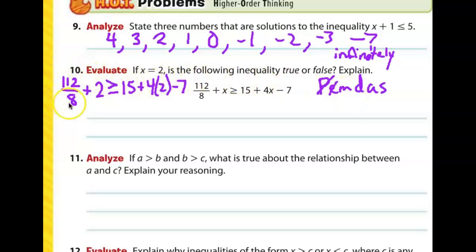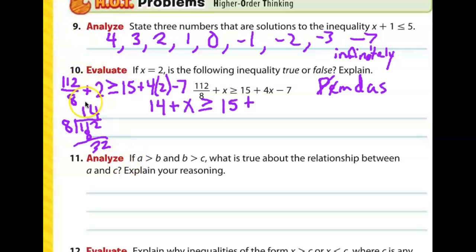So the very first thing that we're going to encounter is 112 divided by 8. I think I said 111, apologize. So let's go ahead and write that out. 112 divided by 8. Go ahead and solve that for me, please. All right, if you said 14, you are correct. And so 14 plus x is greater than or equal to 15 plus. Now here's our other multiplication problem. What is 4 times 2? Go ahead and answer that for me, please.